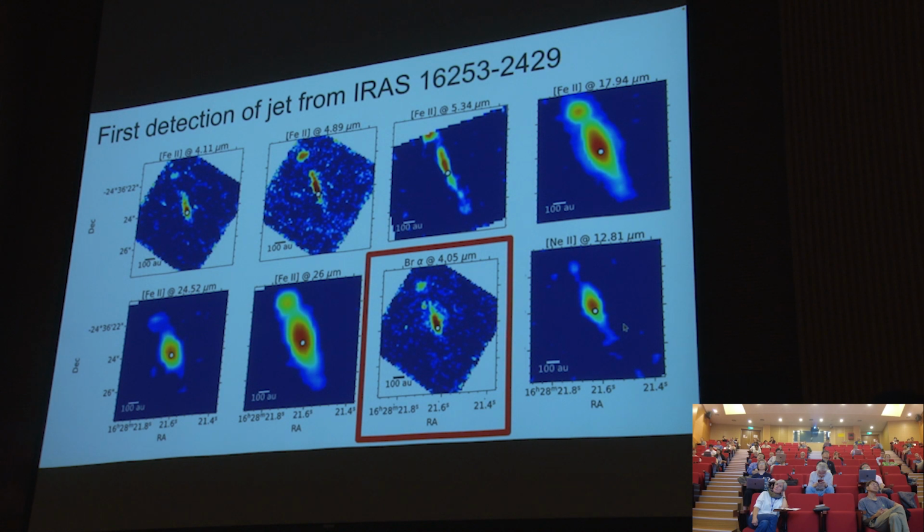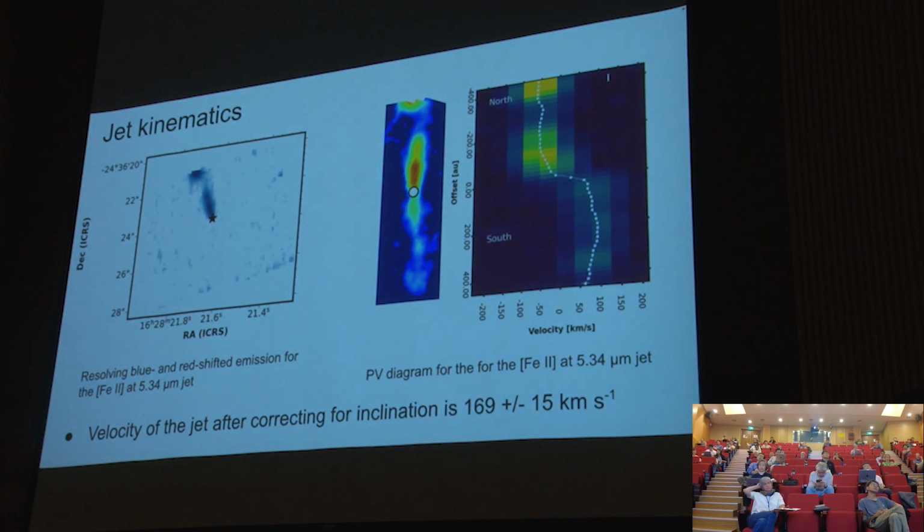So this is the first time that we detected a jet from this particular protostar. Now since we have detected a jet, we can do a lot more science with the jet. What we find is that the northern side of the jet is blue shifted, while the southern side is red shifted. And given the MIRI MRS has a resolution of about 3700, that translates to about 40 kilometers per second, we can actually make a PV diagram and try to resolve out the velocity. Based on the PV diagram, we have a velocity of about 169 plus or minus 15 kilometers per second. So it's quite a fast jet, given that it's only a 0.2 solar luminosity object that's driving it.